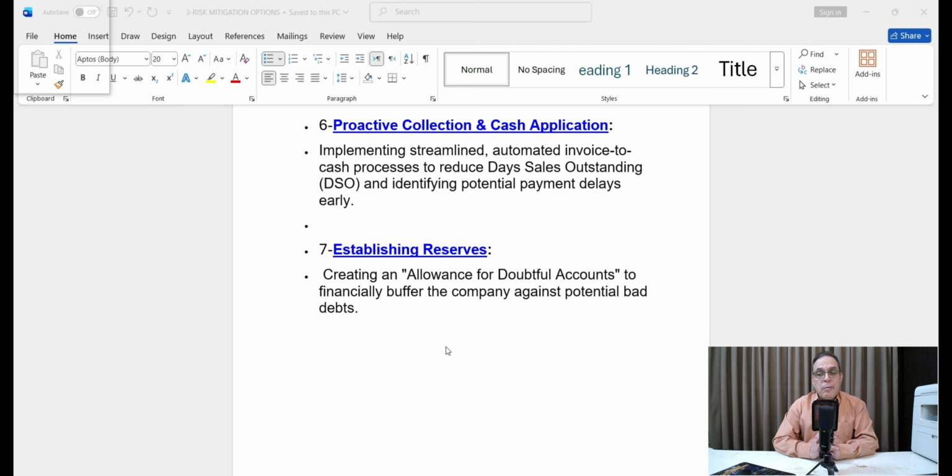7. Establishing reserves. Creating an allowance for doubtful accounts to financially buffer the company against potential bad debts.